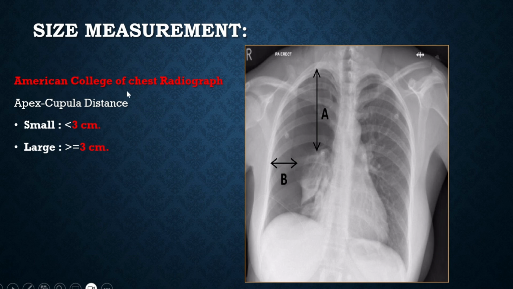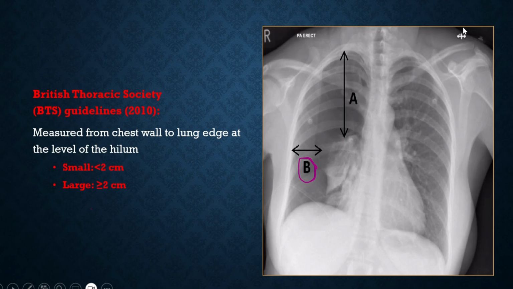The first one is from the American College of Chest Physicians, which has given the apex cupola distance. This is denoted by this A. This is the cupula, and this is the collapsed lung. The distance between these is measured, and if this is less than 3 centimeters, it is small, and if it is more than 3, then large.